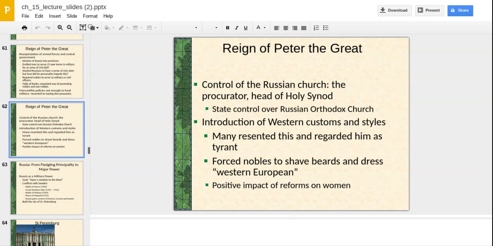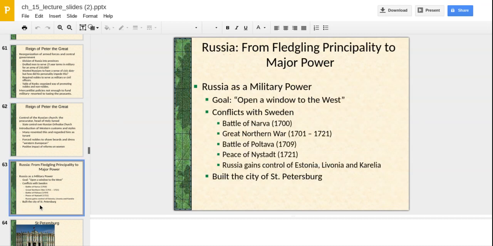But again, you can imagine how upsetting this would be to the Russian boyars, the noblemen. Now, his impacts did have a positive reform on women. Women do see some rights gains under his rule. And he is going to bring Russia in. He's going to modernize their military. He's going to make them a military power.